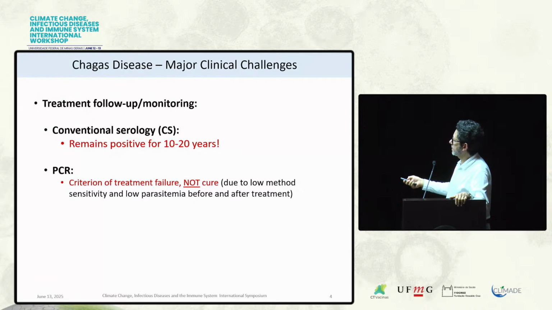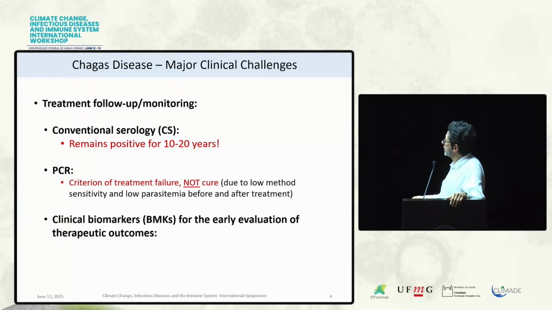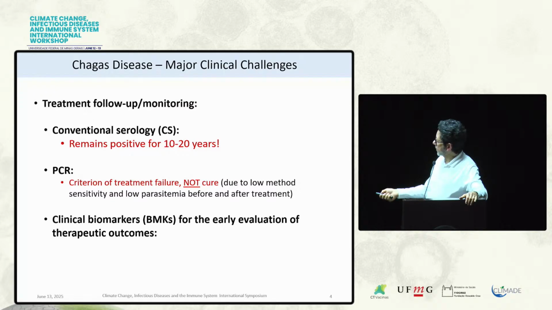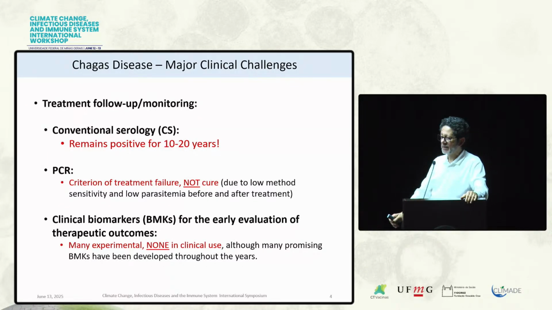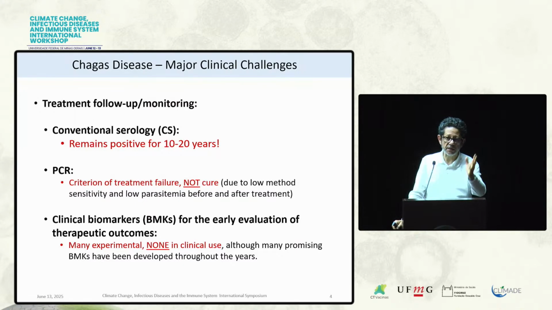So this is absolutely unacceptable for clinical settings, and so clinical biomarkers for the early evaluation of therapeutic outcomes are much needed. However, there are none in clinical use so far. There are many promising biomarkers that have been developed throughout the years, in the last 10, 20 years. I'll say they're very good candidates, but none of these biomarkers have been tested in a long-term follow-up in a clinical trial.